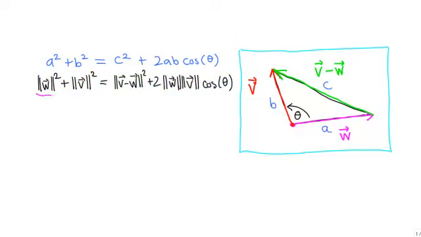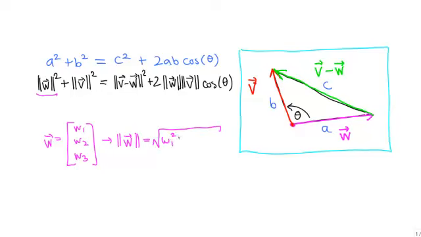Now let's focus on this first piece right here. We know that the vector w has components, and let's write the components as w1, w2, and w3. Then the length of this vector, the magnitude of w, is the square root of the sums of the squares of those, w1 squared plus w2 squared plus w3 squared. And so if we were to square both sides of this, we just get rid of the square root. And so this first expression right here is w1 squared plus w2 squared plus w3 squared.